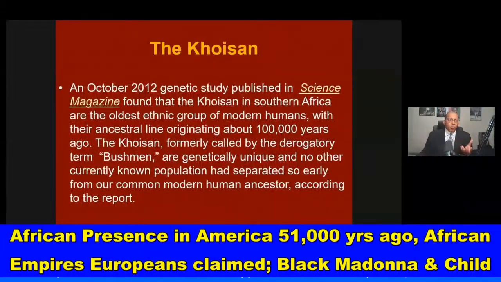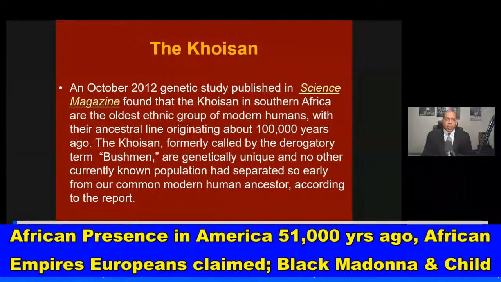So the Khoisan, in an October 2012 genetic study published in Science magazine, it found that the Khoisan in southern Africa are the oldest ethnic group of modern humans, with their ancestral line originating about 100,000 years ago. The Khoisan, formerly called by the derogatory term Bushmen, are genetically unique, and no other currently known population has separated so early from our common modern human ancestor, according to the report.